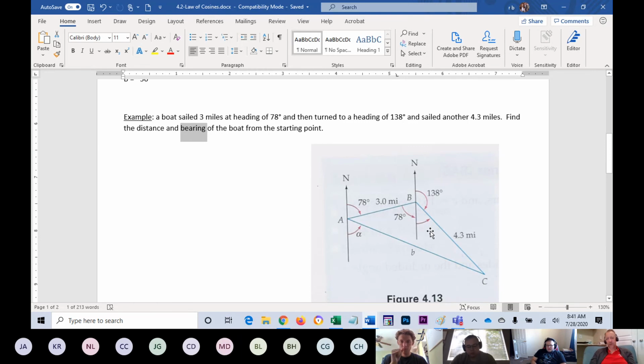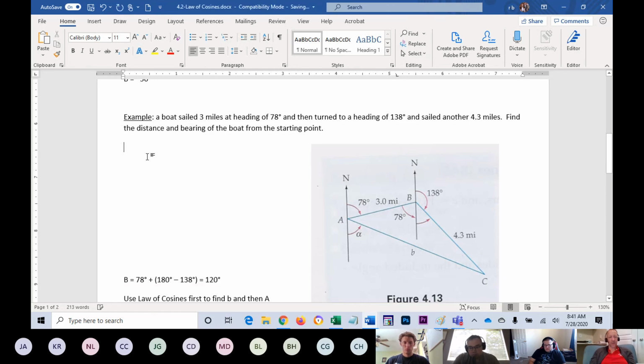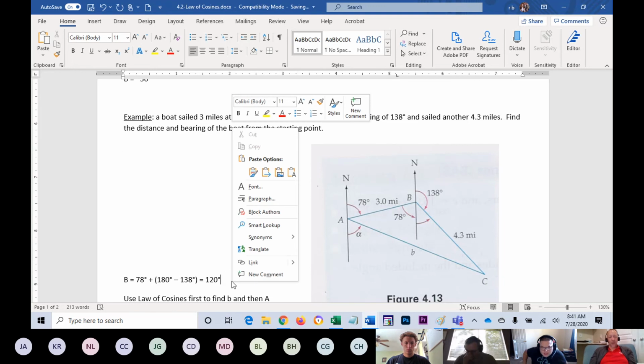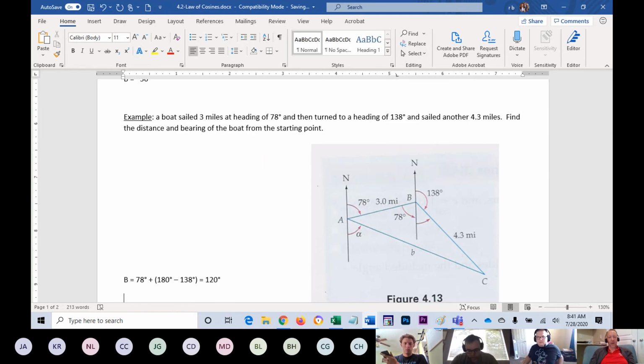42 degrees? 42 degrees. Yeah, because this adds up to 180, right? So 42 plus 78, what is this angle B going to be? 114. Okay. 120. Sorry, yeah, my bad. That's going to be 120. I mistyped. So angle B is going to be 120 degrees.